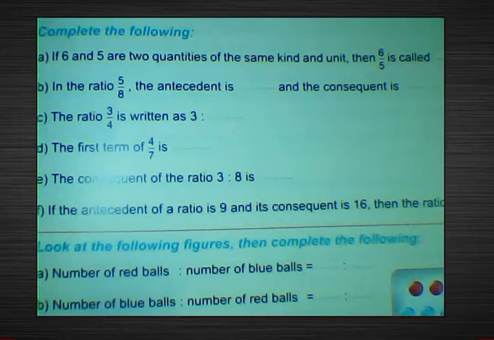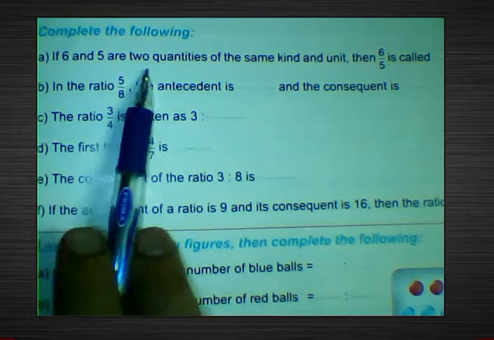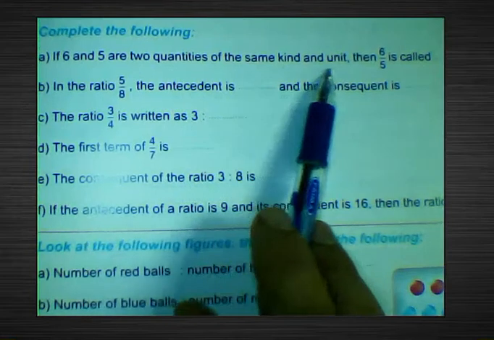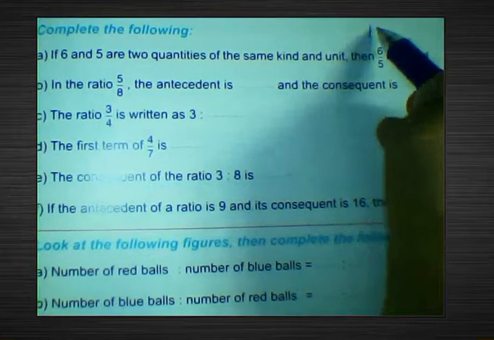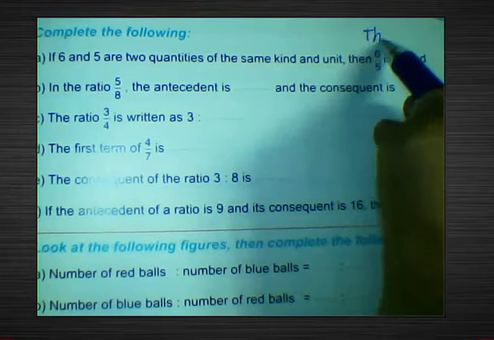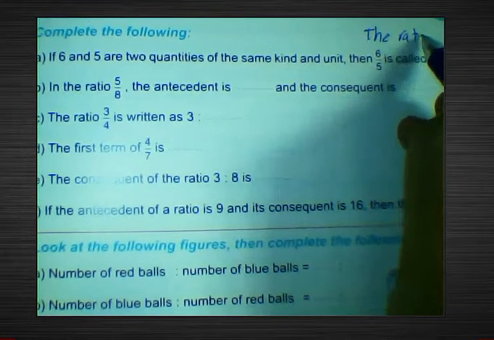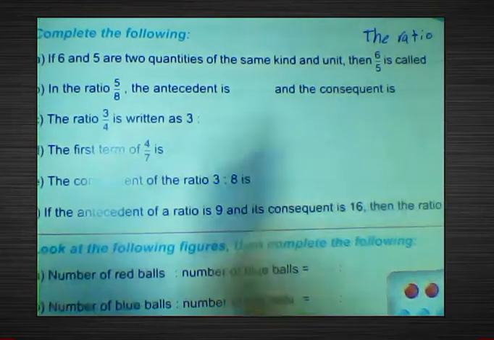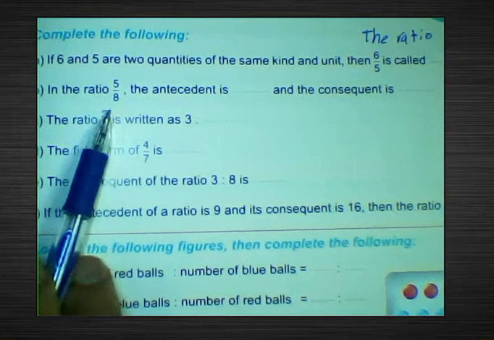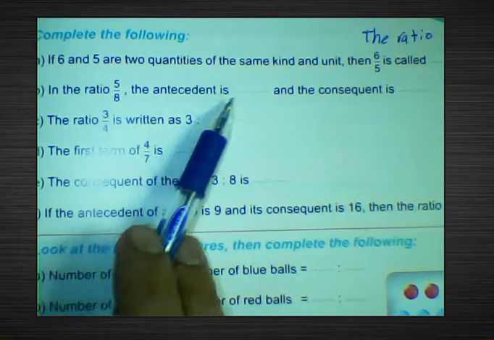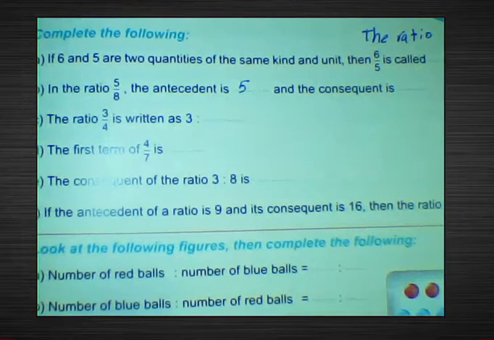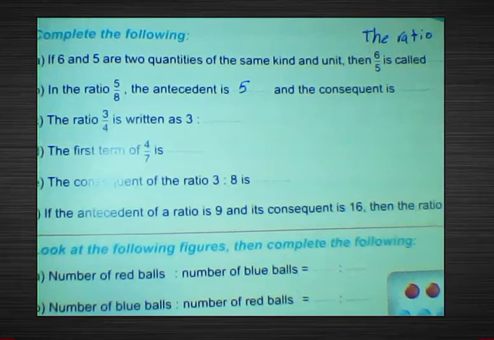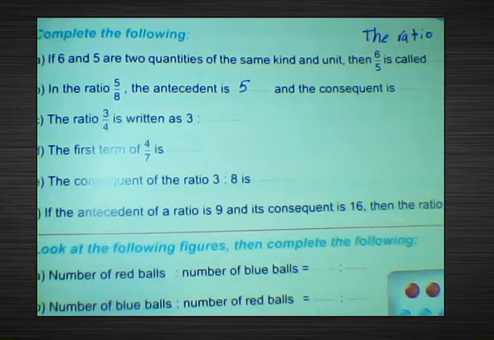Complete the following. If 6 and 5 are two quantities of the same kind and unit, then 6 over 5 is called the ratio. In the ratio 5 over 8, the antecedent is 5 and the consequent is 8.